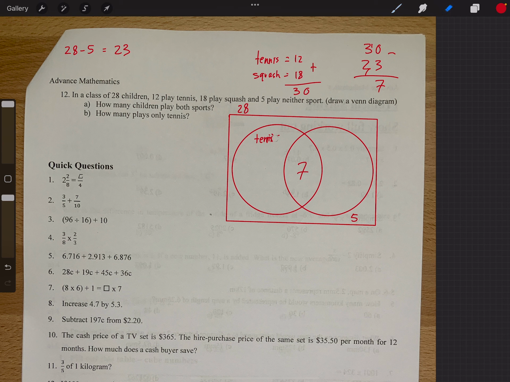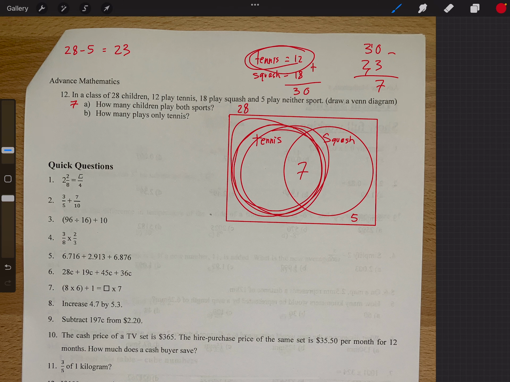Now tennis, you've got tennis and squash. Okay, now how many people play both? Well, the answer here is 7. How many people only play tennis? Well, we know that this circle that represents tennis has to make up a total of 12 people. Now 7 people are here, so how many people are in this section? This will be 12, take away 7, and that's equal to 5. So therefore the answer here is 5.